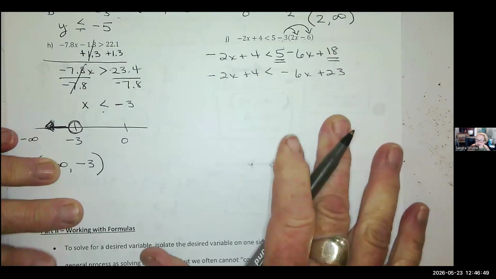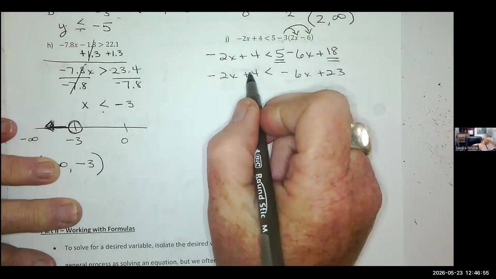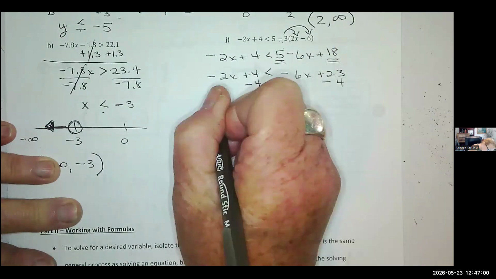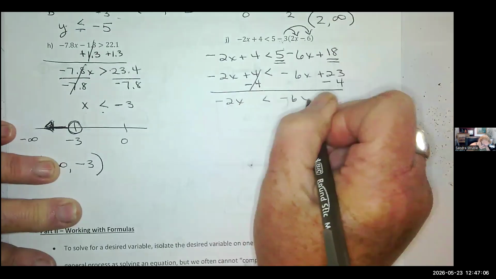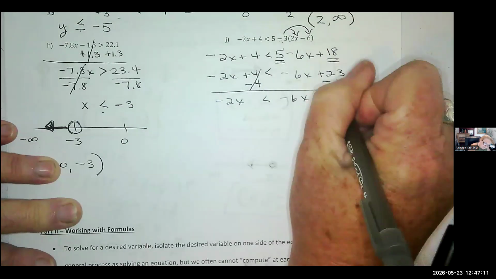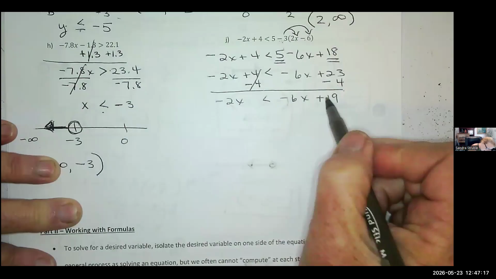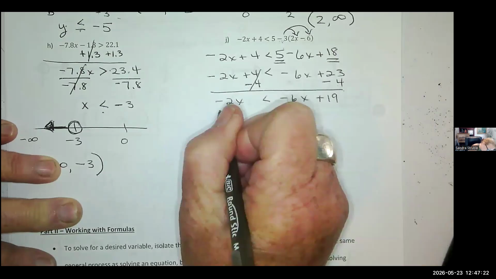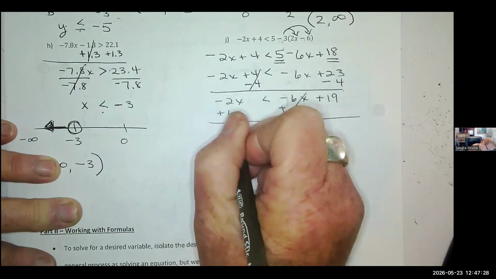The next thing we want to do is get our x's on the left, our numbers on the right. You can start wherever you want. I'm going to go ahead and subtract 4 from both sides. 23 minus 4 is 19. Keep in mind you subtract and take the sign of the larger number. 23 is positive. Your 19 needs to be positive. Now we need to get our x's on the left. So I'm going to add 6x to both sides. Negative 2 plus 6. The signs are different, so we subtract them. Take the sign of the larger number.